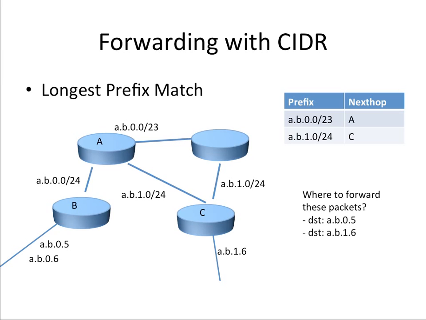Let's think about overhead. So first of all, let's look at the number of messages. If B hadn't done the aggregation, how many messages would we have sent? 2, right? We had to say, okay, we have a.b.0.5, and then we'd send another message saying a.b.0.6. Instead of sending 2 messages, we can now just send one, a.b.0.0/24. So we saved on the number of messages that are being sent.